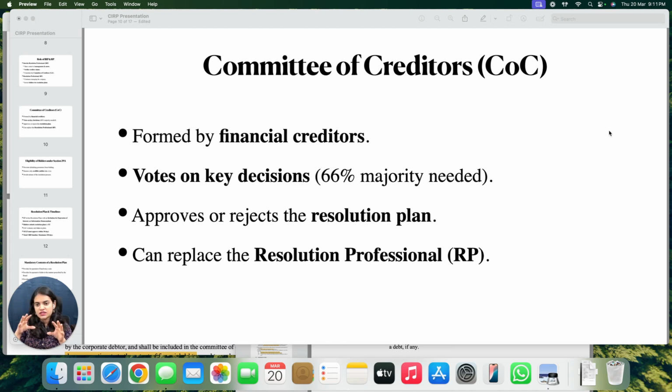So let's understand how the voting share is calculated. So when the IRP submits the constitution report along with the claim amounts received, he also calculates the extent of the financial debt.